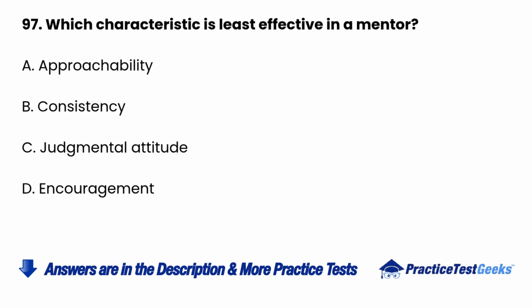97. Which characteristic is least effective in a mentor? A. Approachability. B. Consistency. C. Judgmental attitude. D. Encouragement.